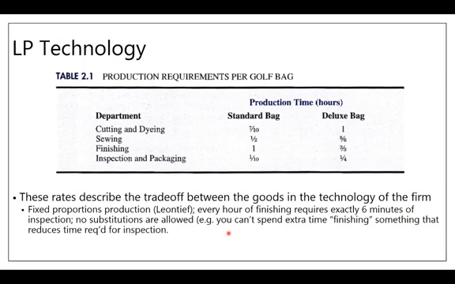So we're going to be able to build an objective out of that, and here are the production requirements or the technical information. So for the two types of bag, a standard bag versus deluxe bag, you're going to use 7/10 of an hour on the cutting and dyeing, 1/2 of an hour out of the sewing availability. And you see the deluxe bag here is using more of these two resources, and more of this, but less of this constraint.